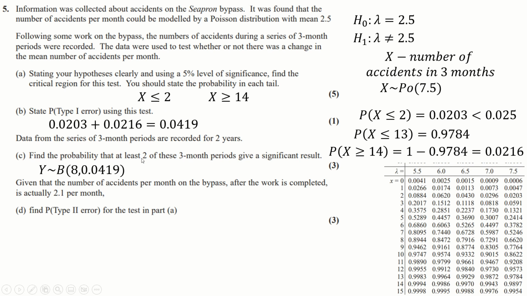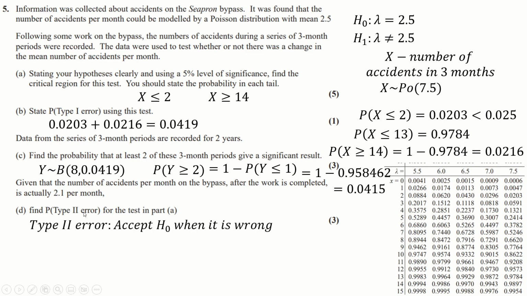And we want to find the probability of at least 2, so P of Y, I guess, being bigger than or equal to 2, which is, of course, 1 minus the probability of being less than or equal to 1. And of course, we can just do that in a binomial cumulative function in our calculator, and we'll get this here, which is this here. Given the number of accidents per month in the bypass is actually this, find the type 2 error.